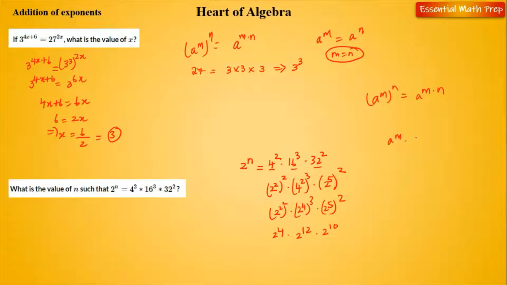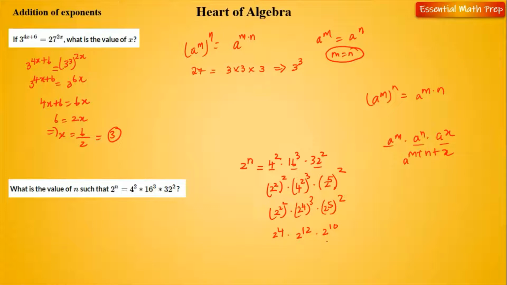Now, if you have a power m times a power n times a power x, that's a power m plus n plus x. It doesn't matter how many times you multiply, and you have different exponents each time. As long as the base is a, then you have no problems.